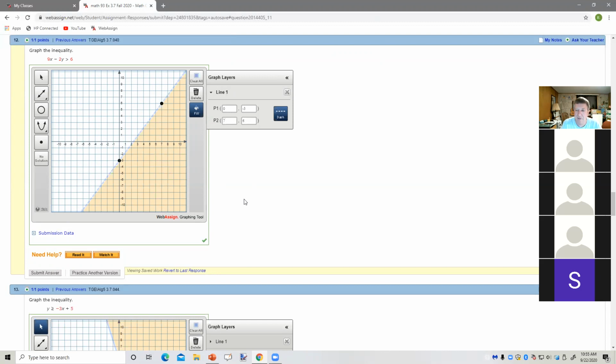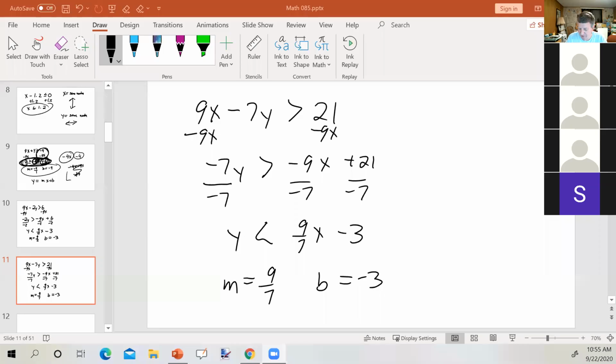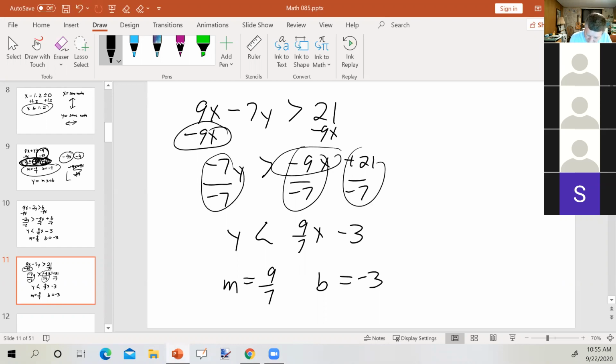Yeah. Ah, okay. So let's go back and take a look at how I got the 9/7. Moving the 9x, or subtracting 9x, gave me this over here, then dividing everybody by the -7, that's where we got that. So you had that upside down. Oh, okay. Yeah, thank you. You betcha.